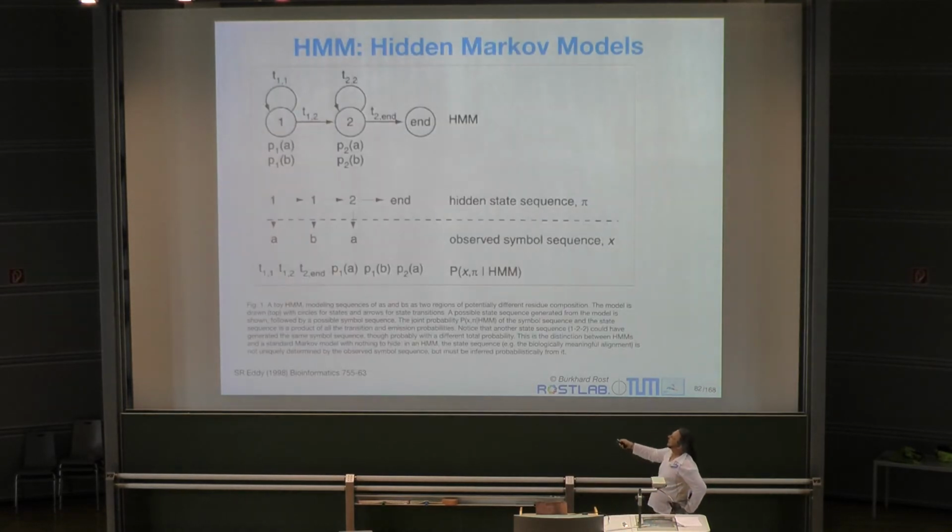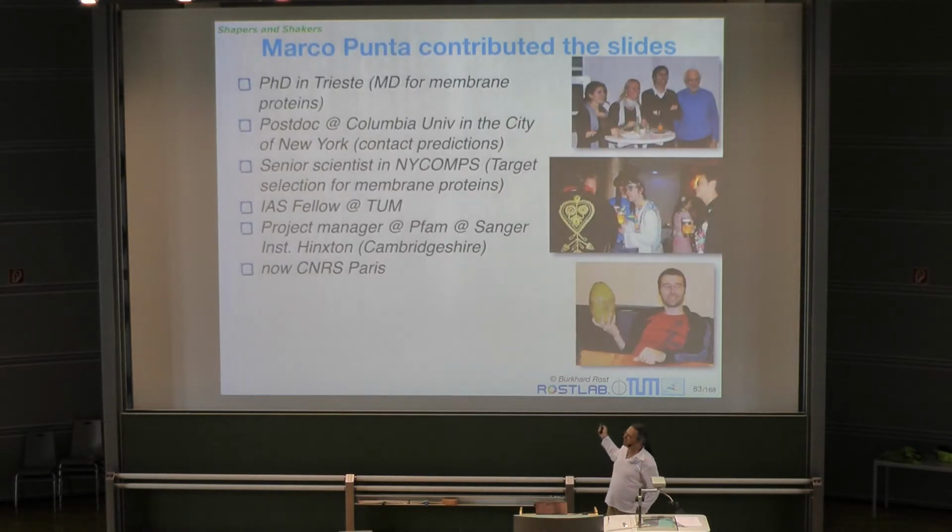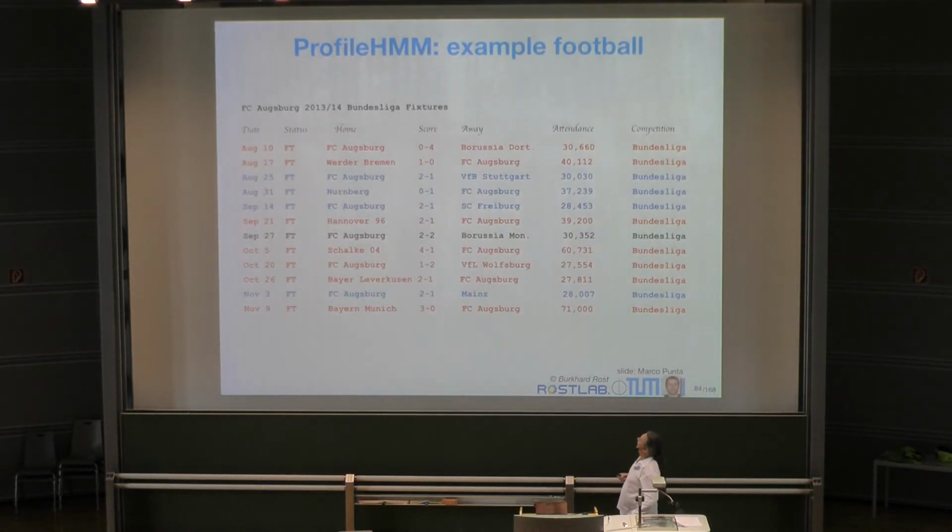So in this particular case here, different states could lead to the same ABA. And by the way, this is a fantastic introduction from Sean Eddy, published in Bioinformatics, for hidden Markov models. I believe this is still the best thing to start with when you want to understand how hidden Markov models can help in alignments. These slides come from Marco Punter, and Marco likes to play football.